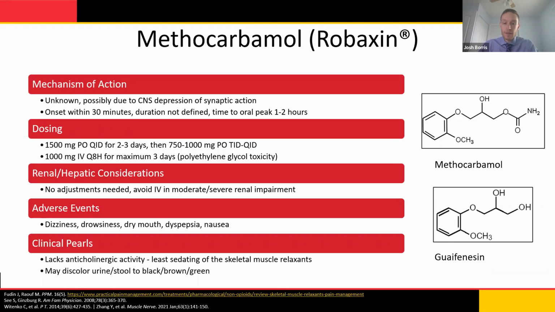I think one of the other things to think about with it as well is that when you're counseling a patient and they notice maybe their urine or their stool is a black or brown or green color, that's one of the effects that you can see with methocarbamol administration. So just making sure that you're aware of these kind of unique adverse events or strange things that patients are like, oh, why is my poop green kind of thing.